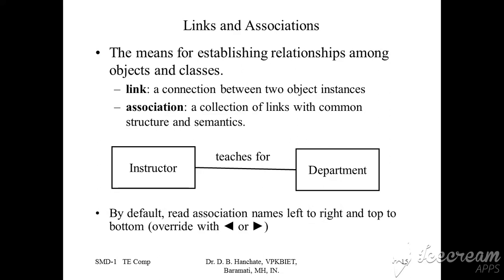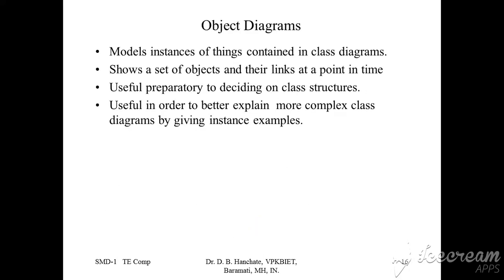By default, read association names left to right and top to bottom, and override with the arrow symbol which has been shown here. So either you can show it like this or like this. This is an association. What do we mean by object diagrams? They model instances of things contained in the class diagrams, and show a set of objects and their links at a point in time. They are useful preparatory to deciding on a class structure, and useful to better explain more complex class diagrams by giving instance examples.